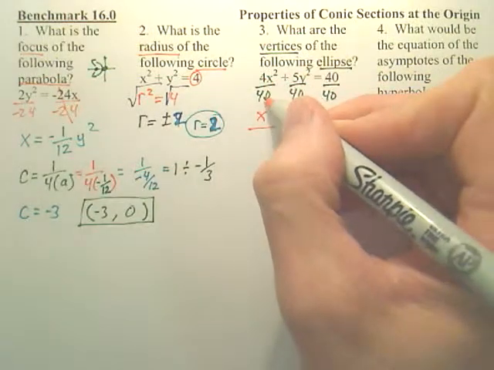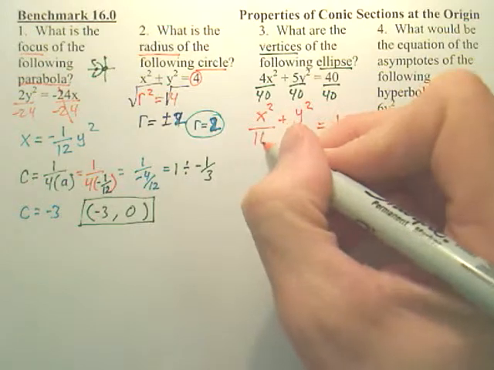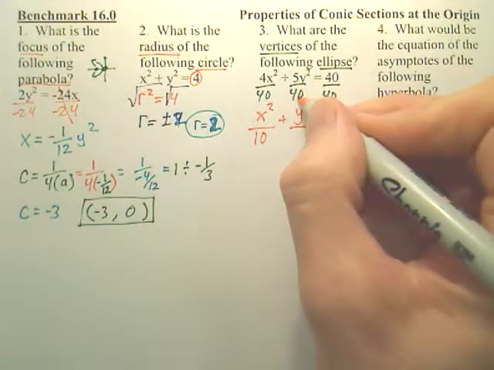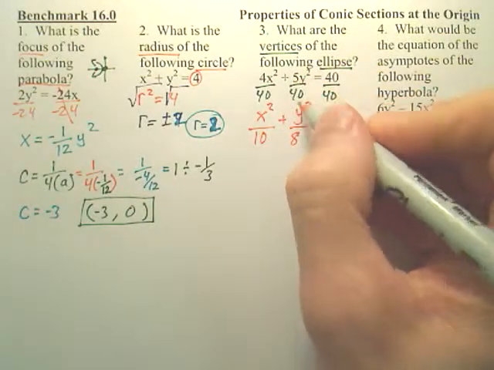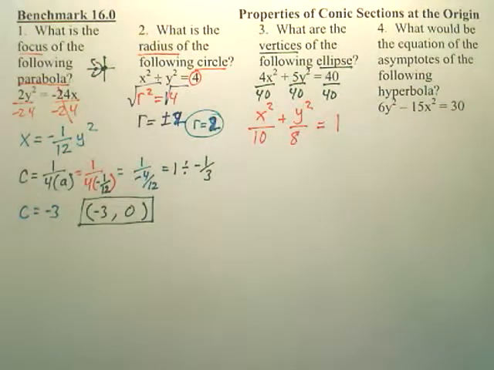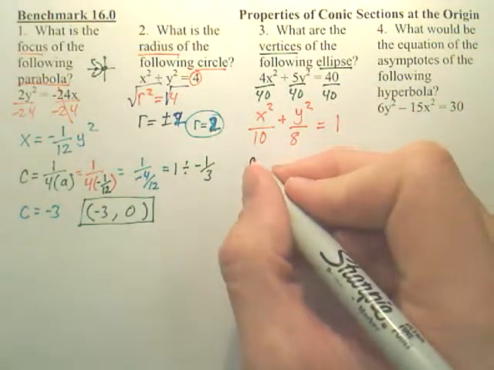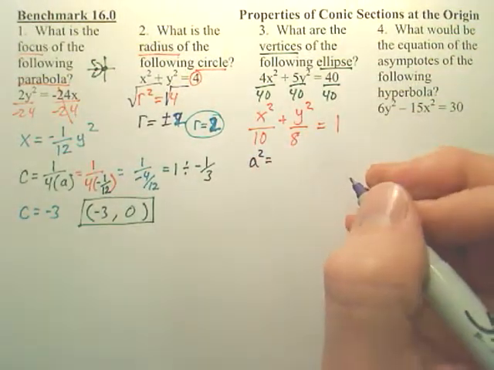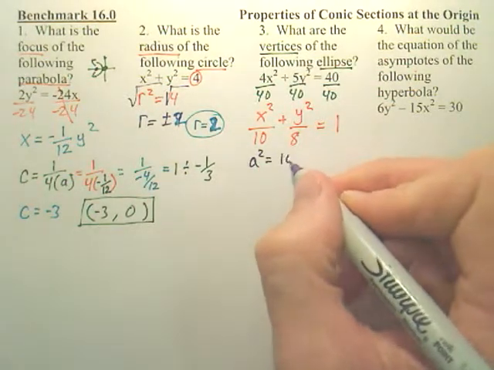4 and 40, when you reduce that, you get 1 over, 4 goes into 40 10 times. 5 goes into 40 8 times. So 5 over 40 becomes 1 over 8. The 1 doesn't have to be on top, so we're good. I want my vertices. Well, my vertices is a squared. And for an ellipse, the vertices are your bigger denominator, so the bigger is the 10.